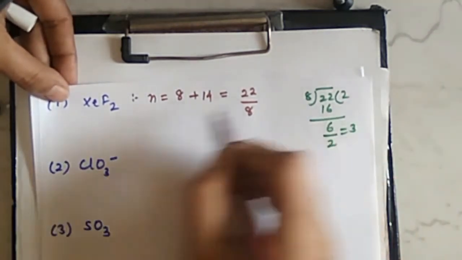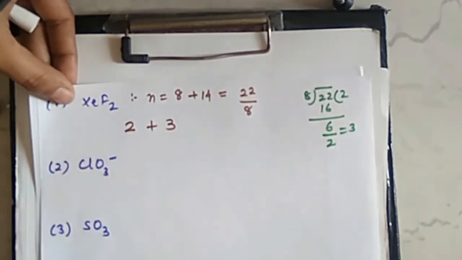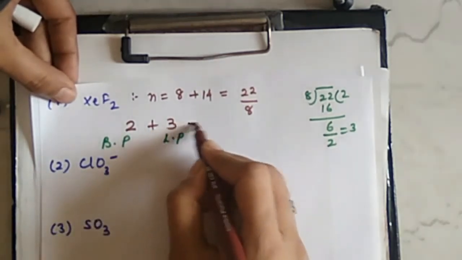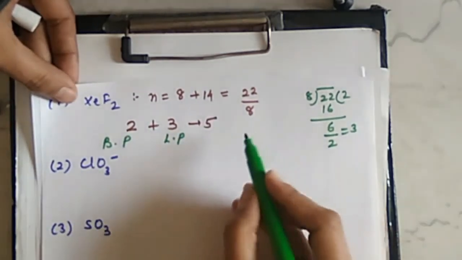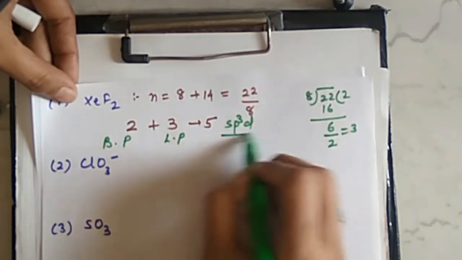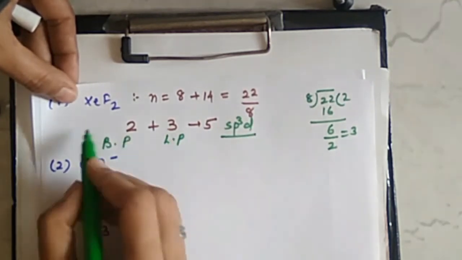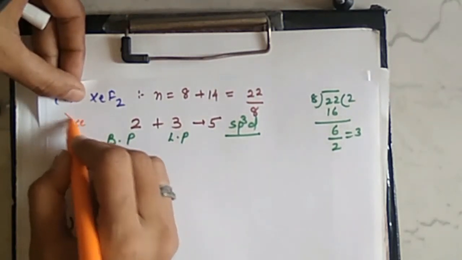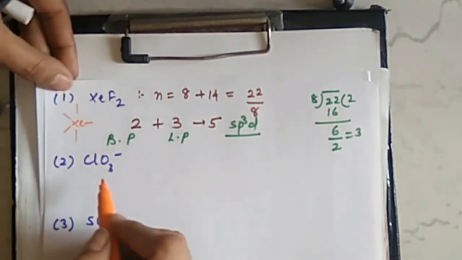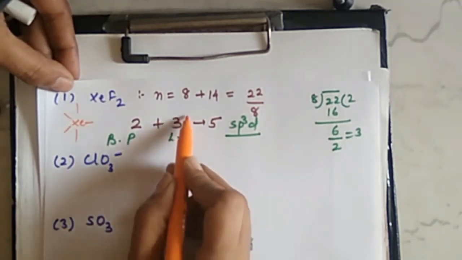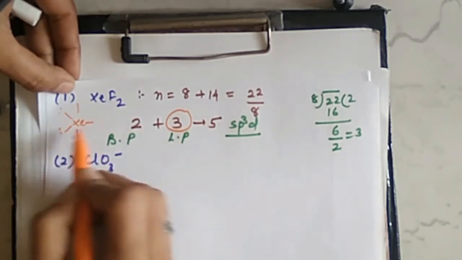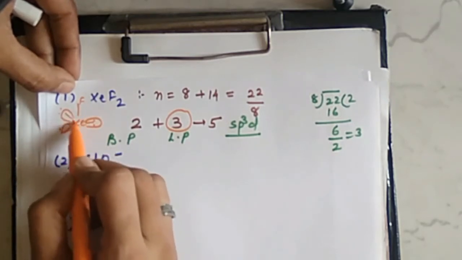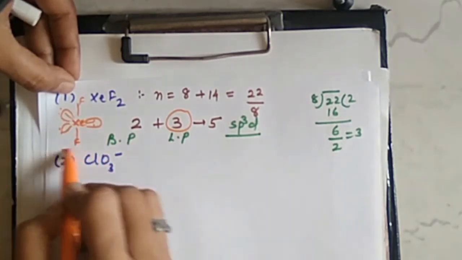So here we get 2 bond pairs and 3 lone pairs. Total will be 5, so hybridization will be sp3d with distorted geometry. The geometry of XeF2 would be trigonal bipyramidal, but because of the presence of these 3 lone pairs at the equatorial positions, we get a linear geometry for XeF2, a linear shape.